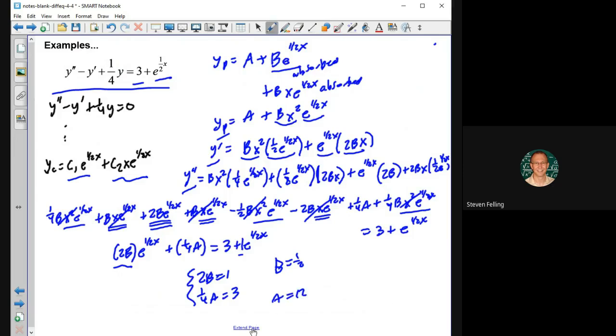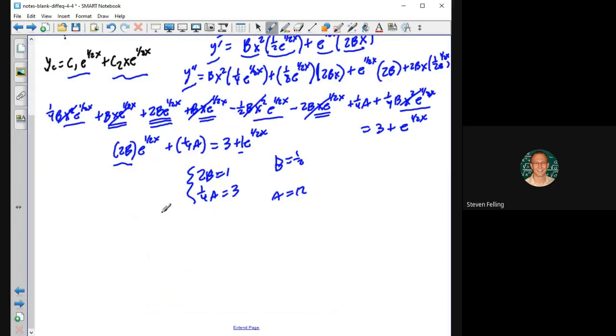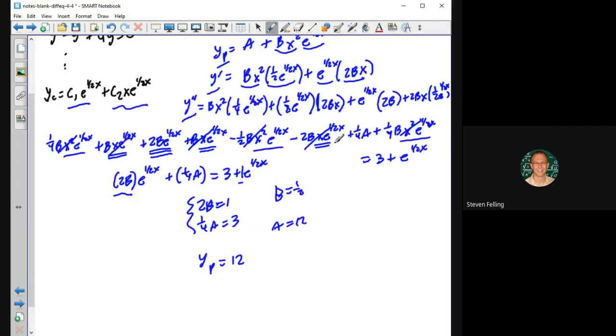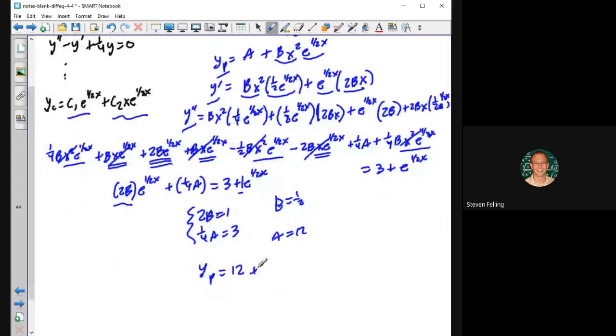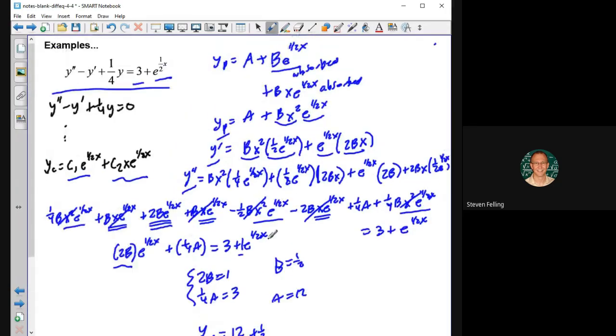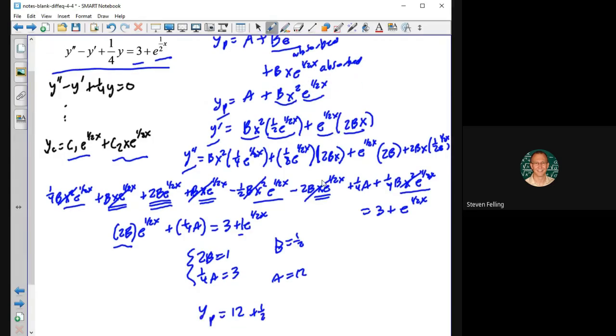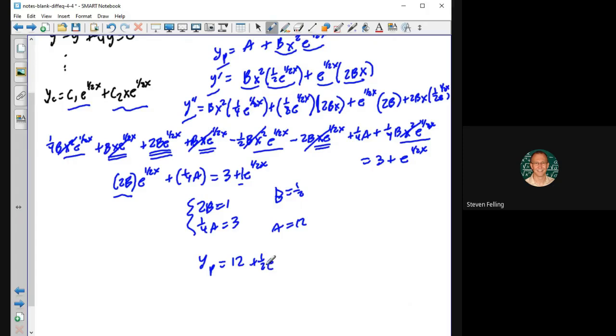12, right? And so that means that my particular solution, yp, is a, which is 12, plus b, which is 1/2, and then we ended up with this one. These ones got absorbed, so we had to use x squared e to the 1/2 x. So x squared e to the 1/2 x.